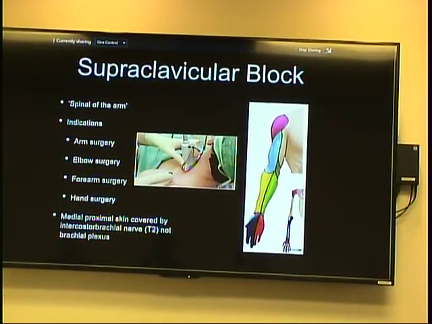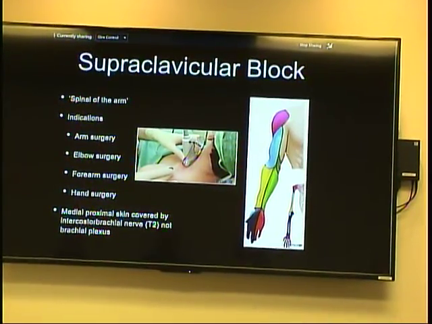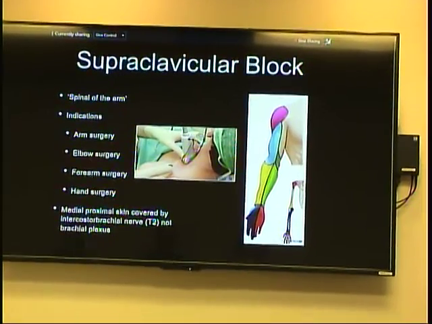I've seen it more in elbow surgery, that's right. The supraclavicular? Yeah. This is good for elbow surgery.